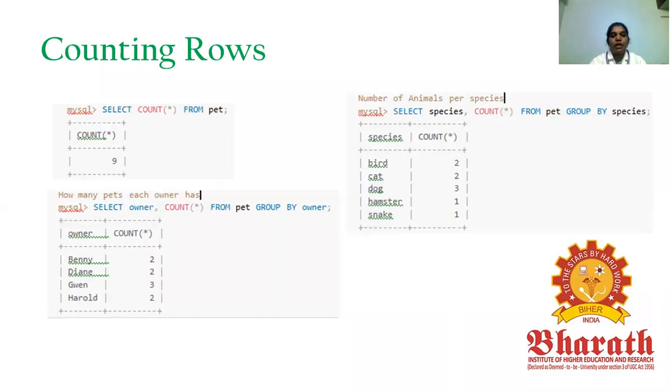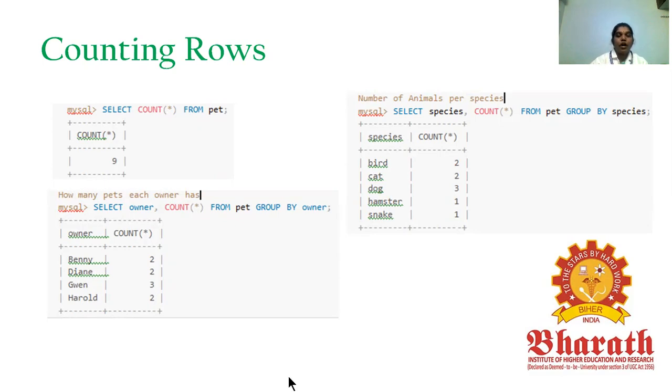Then counting rows. How many rows are available in a record? Simply use the function COUNT after the select keyword. Select count star means how many rows, from the table. See the answer, it is 9.